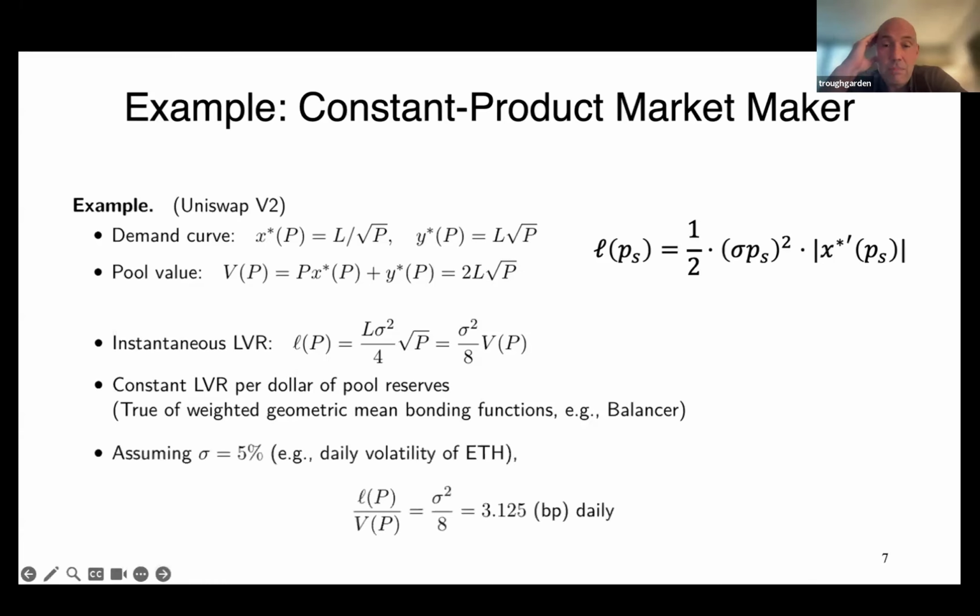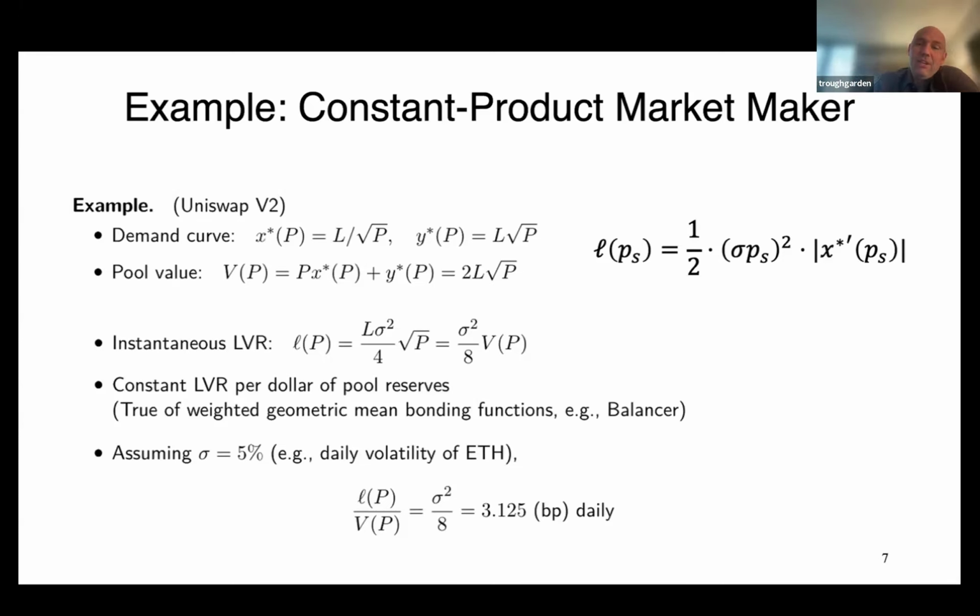So if you just plug in a value for sigma, what would a typical value of sigma be? Well, for the daily volatility of ETH, for example, sigma might be something like 5%. And again, you plug that in, and then you are getting that you are losing 3 1/8 basis points daily due to LVR, due to adverse selection costs. Okay. Is that a lot?